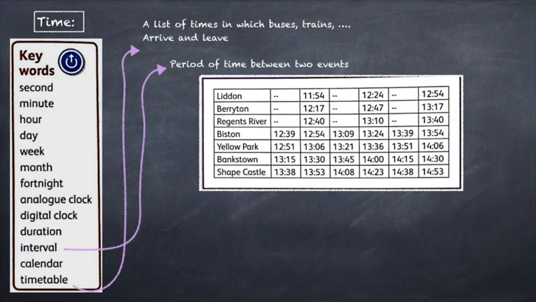So let's take our timetable as an instance. For example, consider Shape Castle. The interval between two arrivals, 13:38 o'clock and 13:53 o'clock. We want to see what the interval is between these two arrivals. Could you please make a small calculation and tell me what the interval is? If we want to see the time difference between 13:38 and 13:53, it's going to be 15 minutes. So it takes 15 minutes for the second train to reach Shape Castle station after the first arrival.